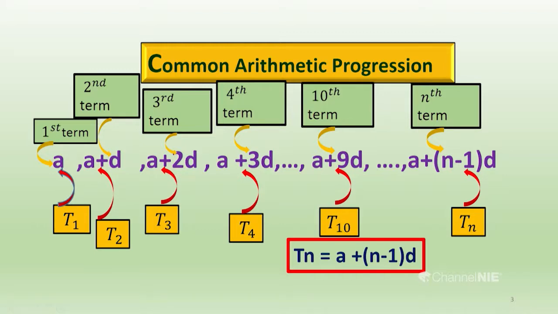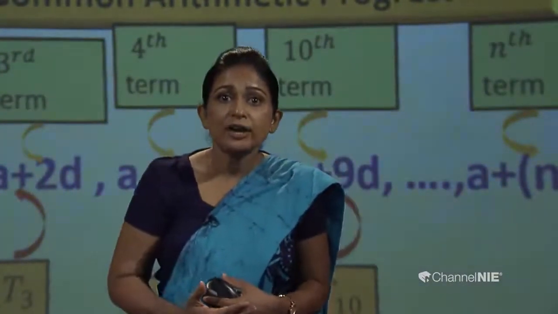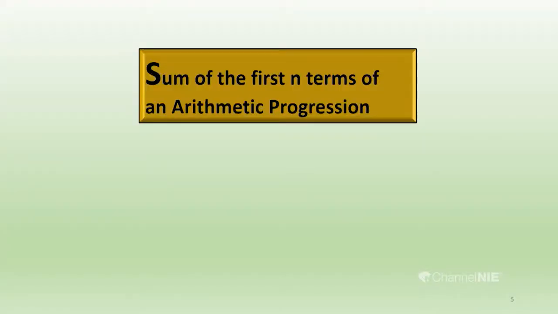Today, I am going to talk with you about the sum of the first n terms of an arithmetic progression. To do that, I am going to take the common arithmetic progression. Before that, the letter S is used to represent sum, so Sn represents the sum of the first n terms. Sum means we have to add up all the terms in the progression together.